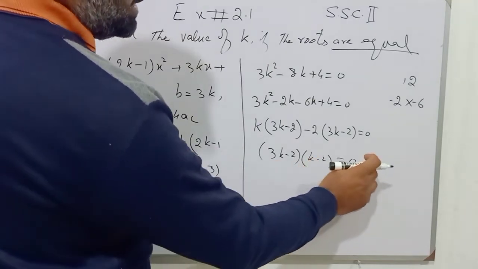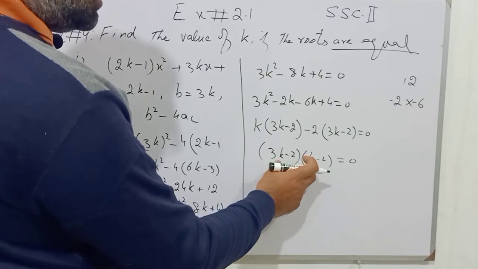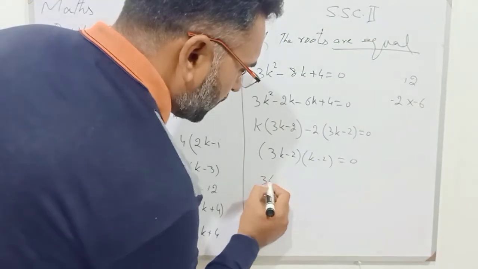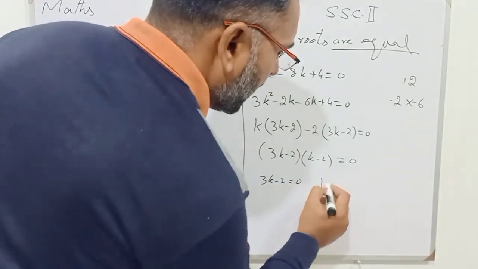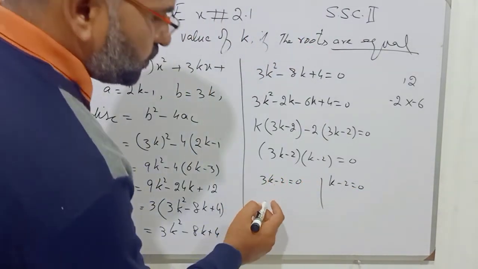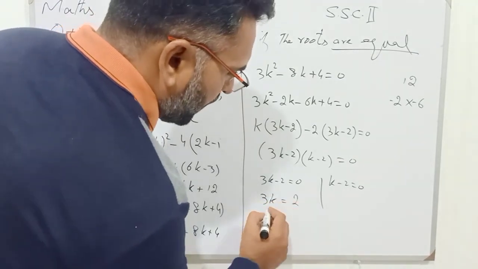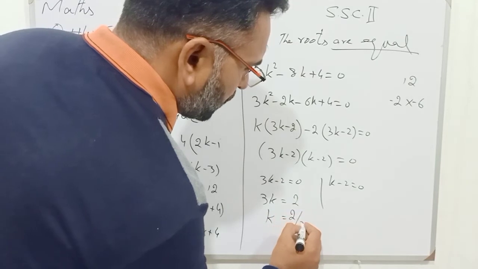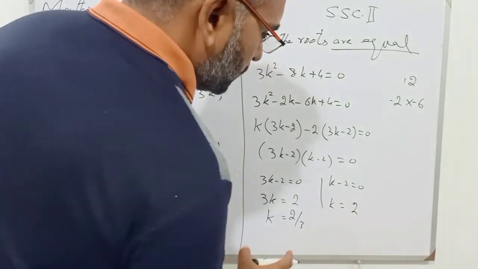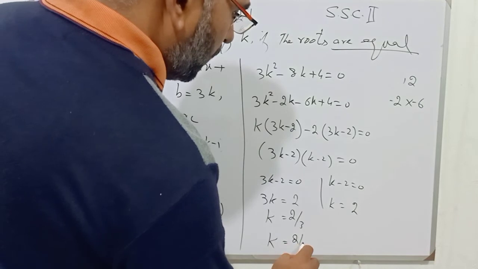So one of the factors must be equal to 0. We don't know which factor is 0, so we will take both the factors as 0. And it is written as 3k minus 2 is equal to 0 and k minus 2 is equal to 0. This 2 is minus. When we transfer it to the other side, it will become plus and written as 3k is equal to 2 and k is equal to 2 over 3. This 2 is minus. When we transfer it to the other side, it will become plus. So the values of k for this expression are 2 over 3 and 2.